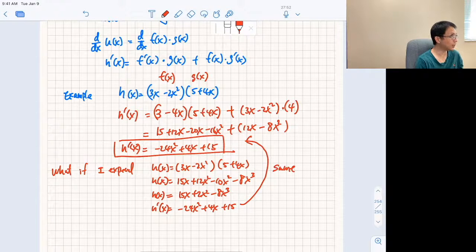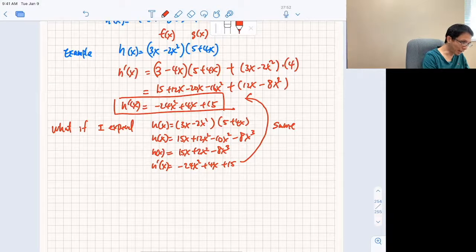I expand it properly, I take a derivative, I get the same answer. Mr. A, can I use this? No, not today's homework. Today's homework, I want you to practice product rule. At times, you have to use product rule, especially product and chain or trig. It's not something I can expand.